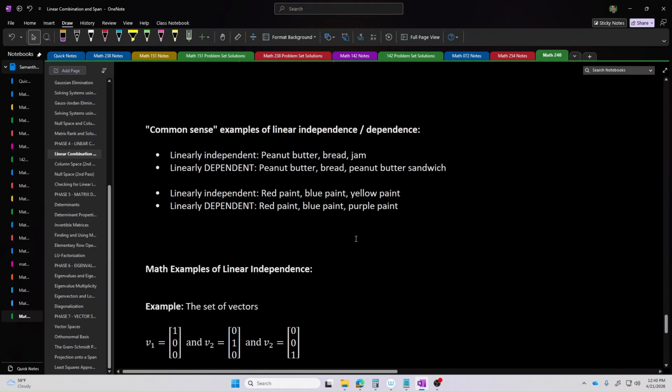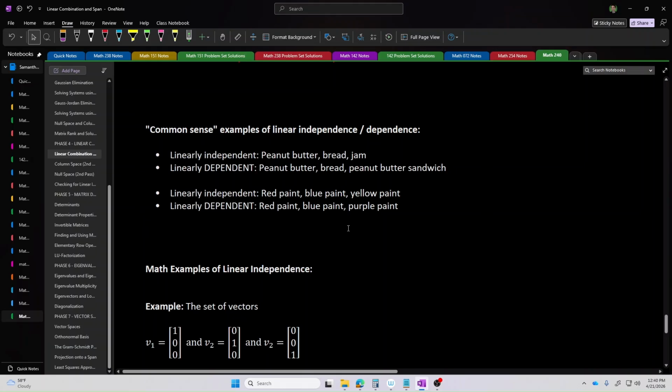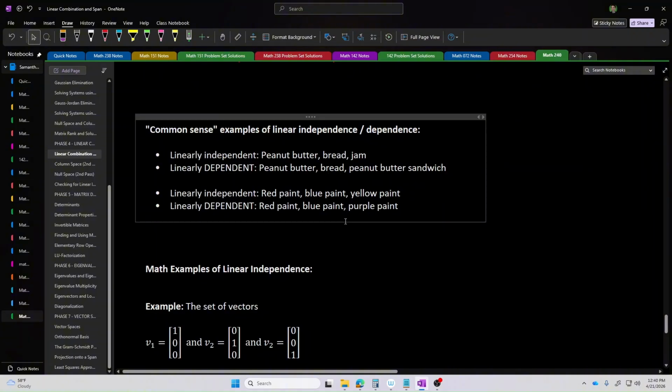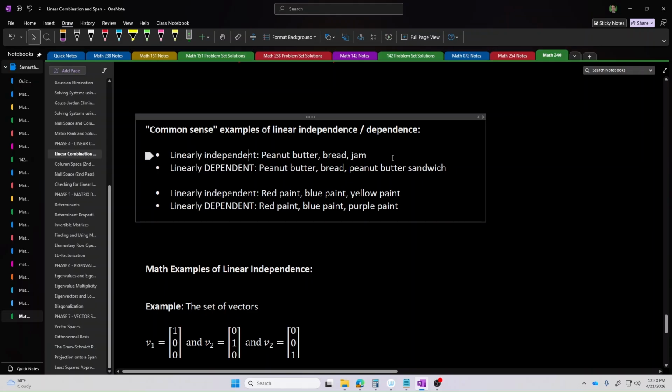For an example of linear independence, if you're dealing with paints, if you have red paint, blue paint, and yellow paint, you can mix whatever color paint you want. But a linearly dependent set would be red paint, blue paint, and purple paint, because you can create purple by mixing together red and blue. So independence means no redundancy. Dependence means there is some redundancy.